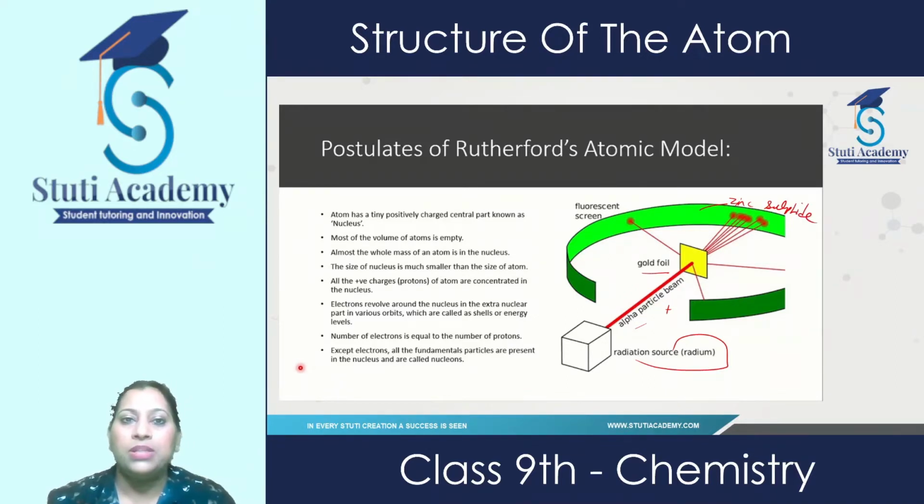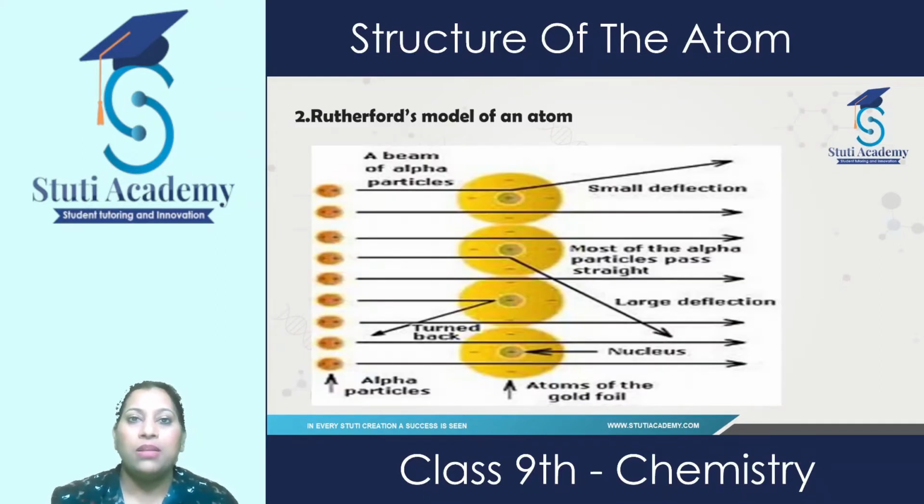Now, what happens in his experiment when he bombarded alpha particles on the gold foil? He observed that some of the alpha particles passed through the gold foil, some were deflected to a small angle, some were deflected to a large angle, and some were rebounded. So these were the observations taken by Rutherford when he performed his experiment.